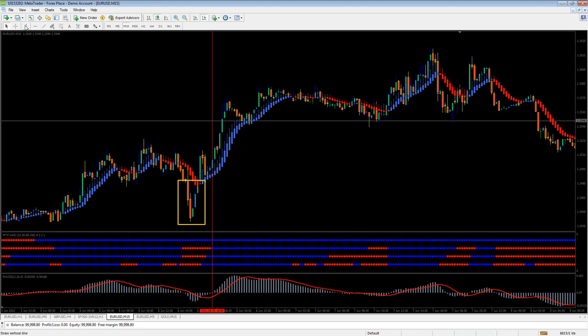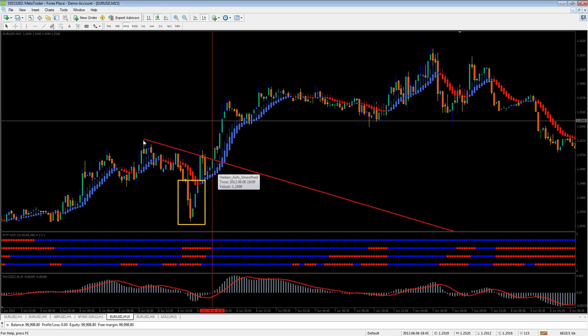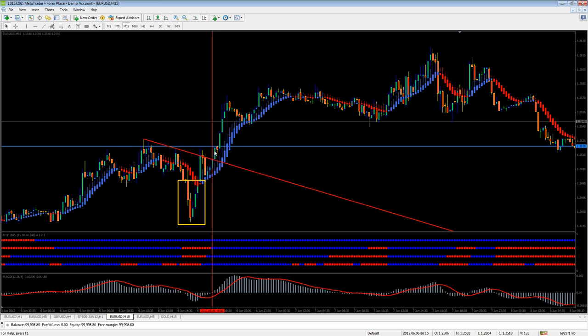If you're not as aggressive, you can always wait for the price to close above this descending trend line. So around here somewhere, when this candle starts going up, then you can enter. Or if you're even more cautious, you can always wait for the price to go above this resistance line here.